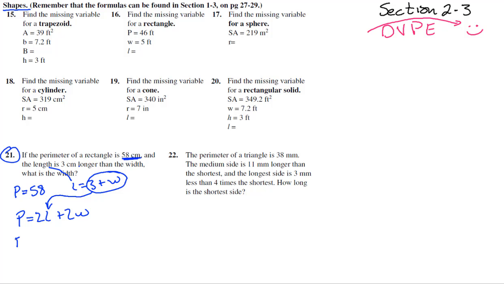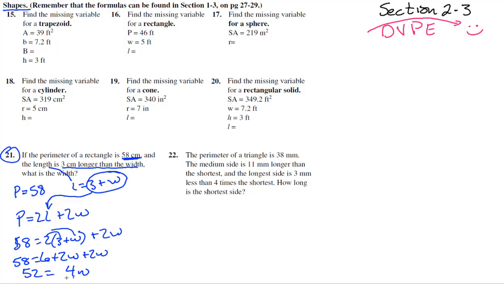The perimeter, which is 58, is 2 times the length, which is 3 more than the width, plus that 2W. 2L plus 2W. And look at that. We have a formula. That's how we stick that puppy in. That was a little tougher one. So can we solve this? Heck yeah, we can. 58 equals 6 plus 2W plus this other 2W. So we get 4W plus 6. Subtract that 6 over and we get 52 equals 4W. Divide both sides by 4 and we get W equals 52 divided by 4 is 13.